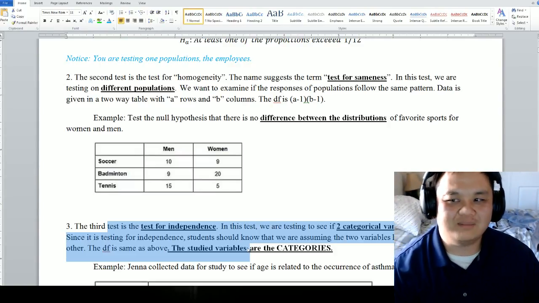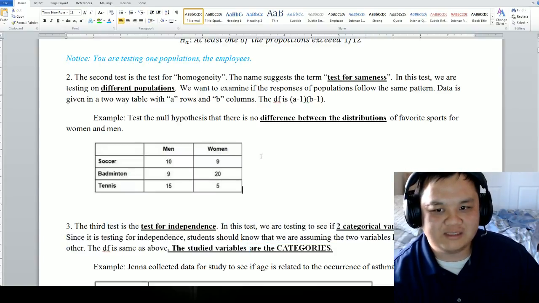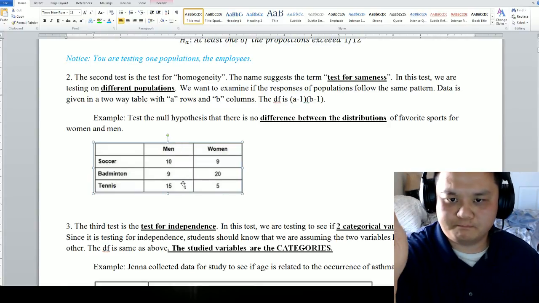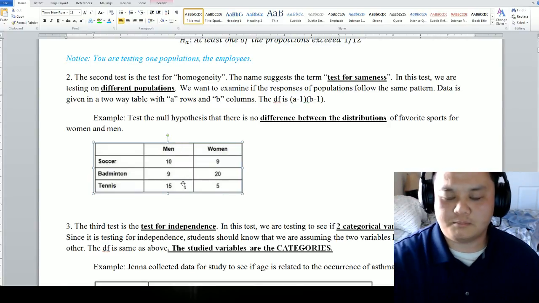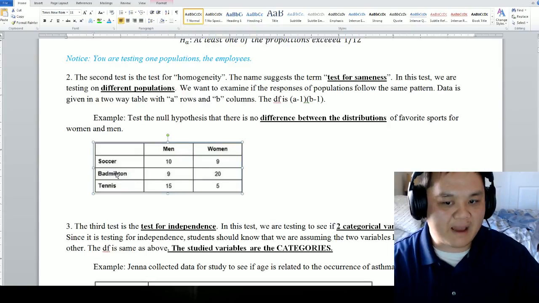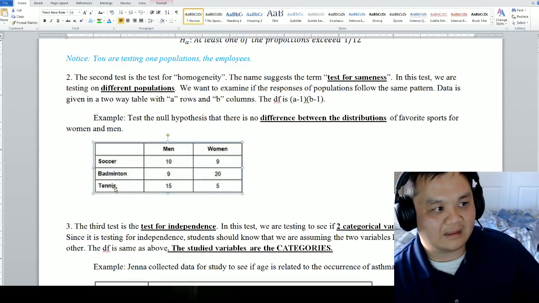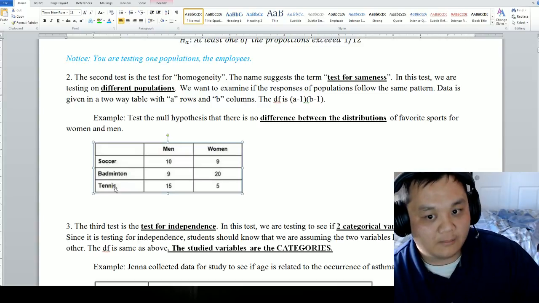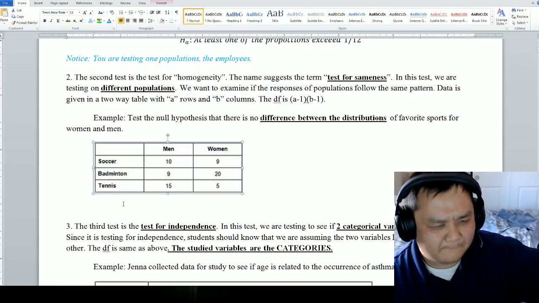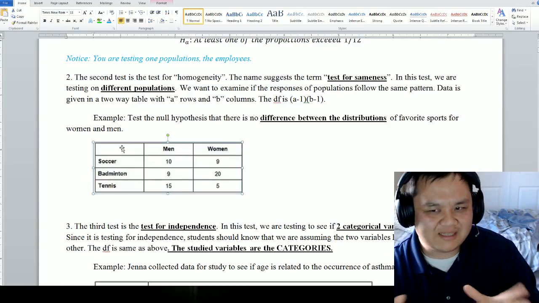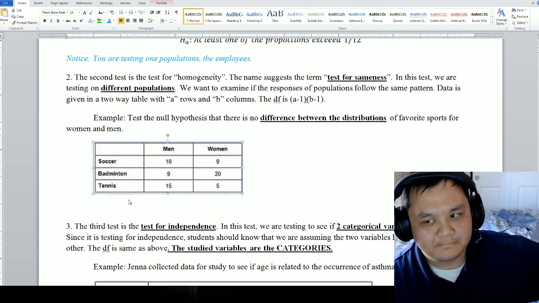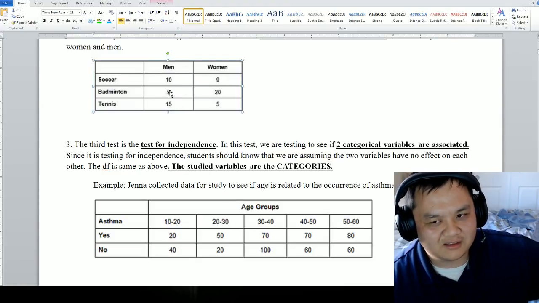So they're almost the same thing, because this is always dealing with the different populations, and this is always categorical. They're always the same, because notice soccer, badminton, and tennis are all categorical data, right? Because those are the sports that you take. So they're one of the same. The test for homogeneity and the test of independence are basically almost the same. Do you see how this and this are almost identical?